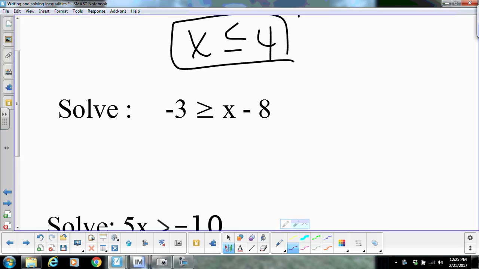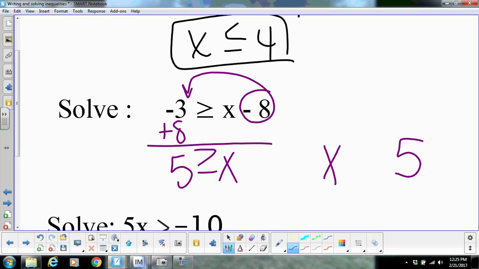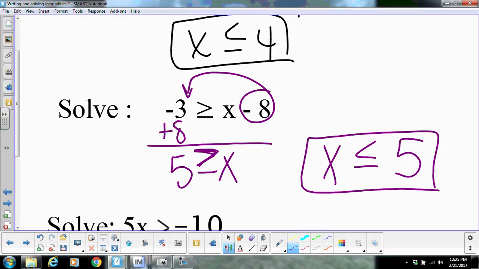Alright, so I am going to go ahead in this situation. What do you want me to move here? The 8. Okay, if I move the 8, it becomes what? Positive. Which gives me 5 is greater than or equal to x. But I just told you that when I'm done, I want my x to be on the left. So I'm going to flip this around and put x on the left and 5 on the right. How? You also have to flip what? The inequality sign. In other words, it's kind of pointing at x right now, so it still needs to be pointing at x when I'm done there.